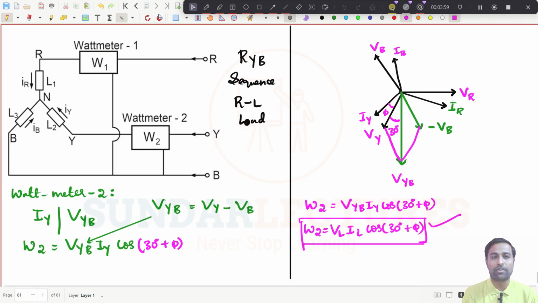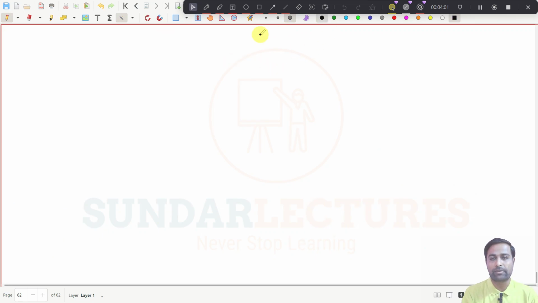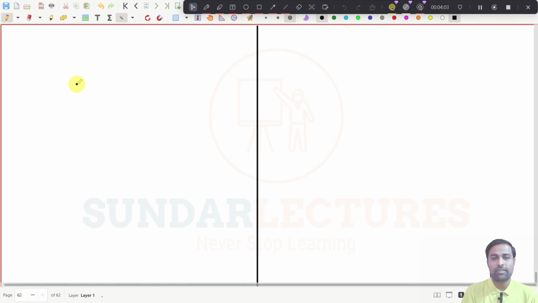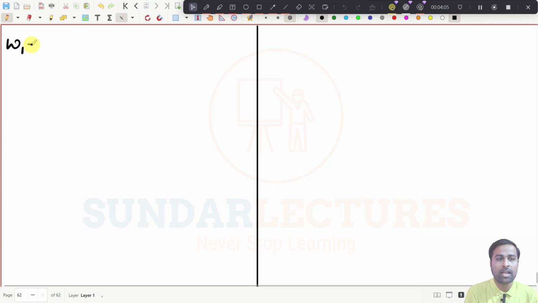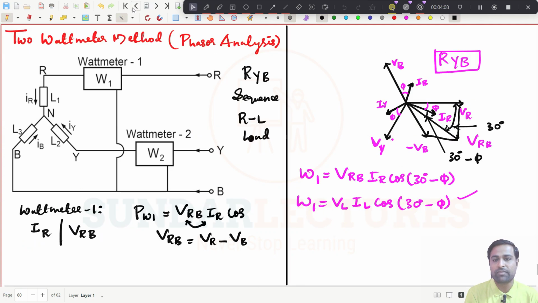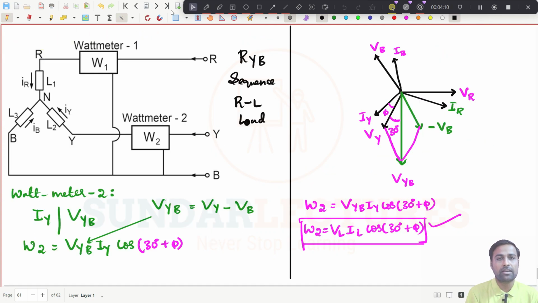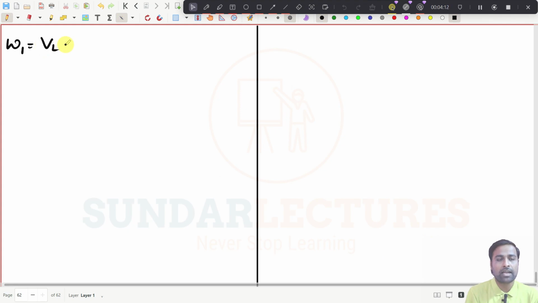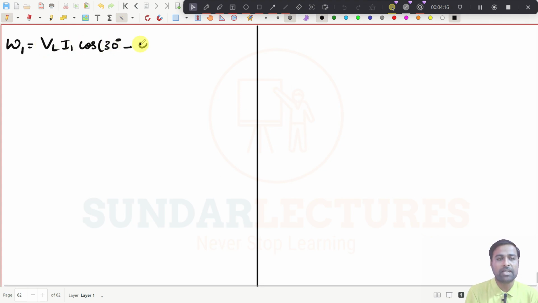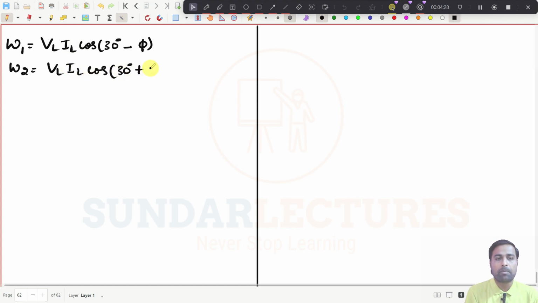And what is the total power now? We will take it to a new page because that is very important. We have to measure power. So W1 is equal to, what is the W1 we got? VL IL cos of 30 degree minus phi, right? And what is W2 we got? It is VL IL cos of 30 degree plus phi. See, try to understand. This is what we have got, right?